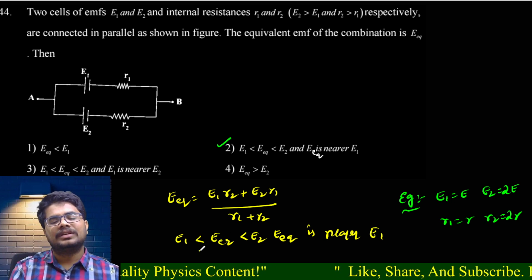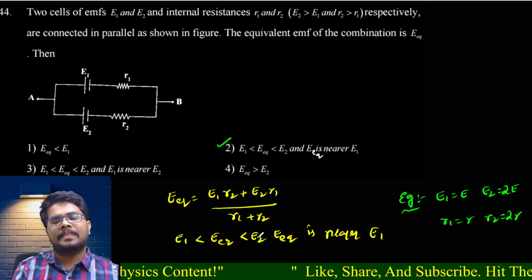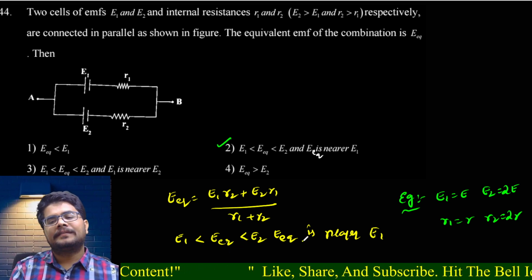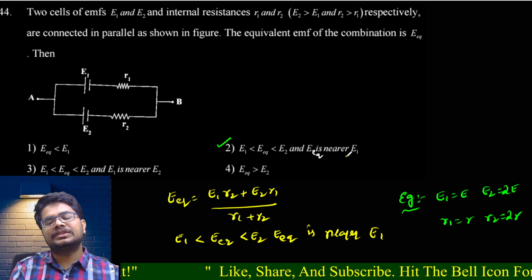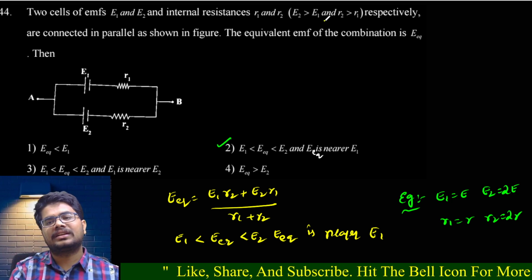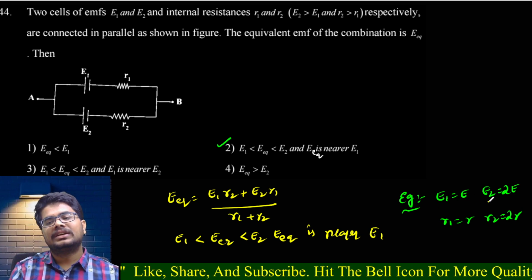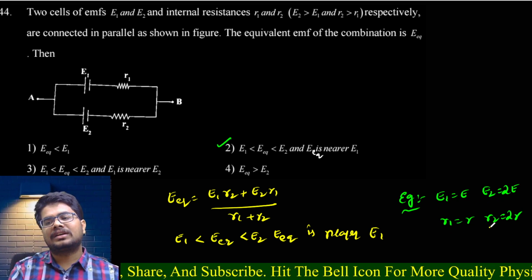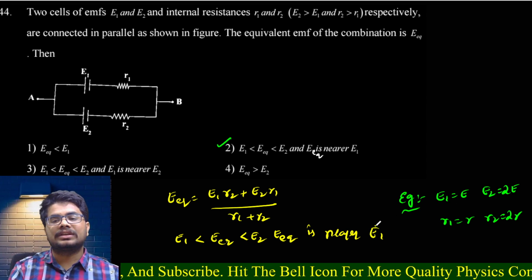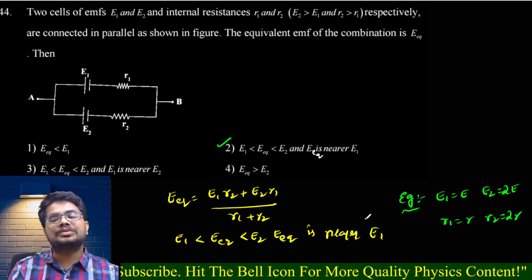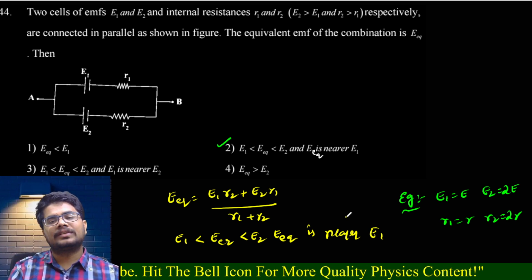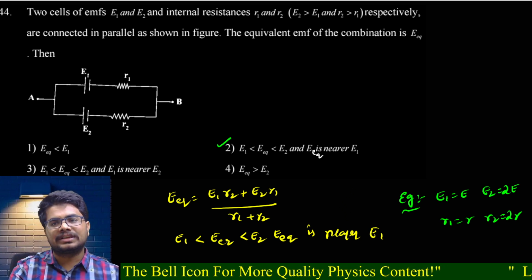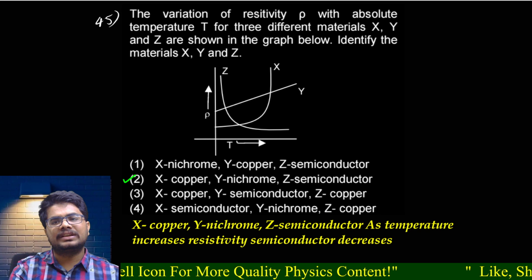Okay, that we know: more than the lesser one, less than the greater one. Fine, but the equivalent lies near to E1. How to check, sir? They gave this condition. Take example values: E1 value E, E2 value 2E, R1 value r, R2 value 2r. Then substitute in this equation and you will get an answer close to E. Not more than 1.5E, you will get less than 1.5E. I checked personally, you check that. That's why I can write near to E1.